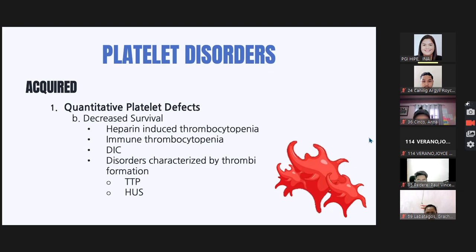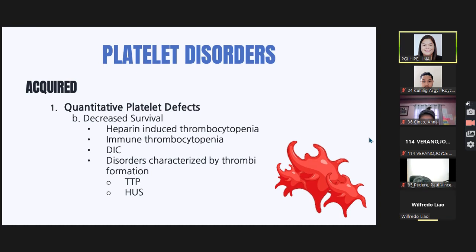So as mentioned, ITP can occur in children and in adults. But in children, ITP is more acute or short-lived and typically follows a viral infection. However, in adults, ITP is more gradual in onset and is chronic in nature and usually with no obvious identifiable cause. So the treatment for ITP is usually corticosteroid and then intravenous gamma globulin and anti-D immunoglobulin for Rh positive patients.